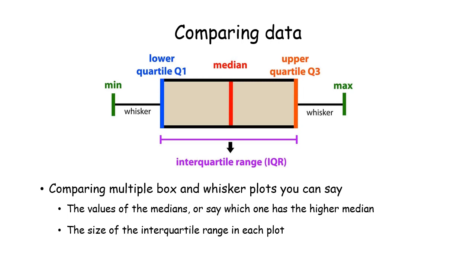Or you could make a comparative statement. The data on the left has a higher median than the data on the right. The other thing that they would look for you to compare is the size of the interquartile range. You work out the interquartile range by taking away the number for the lower quartile from the number for the upper quartile, and then you can compare the size of those 2 things to one another.